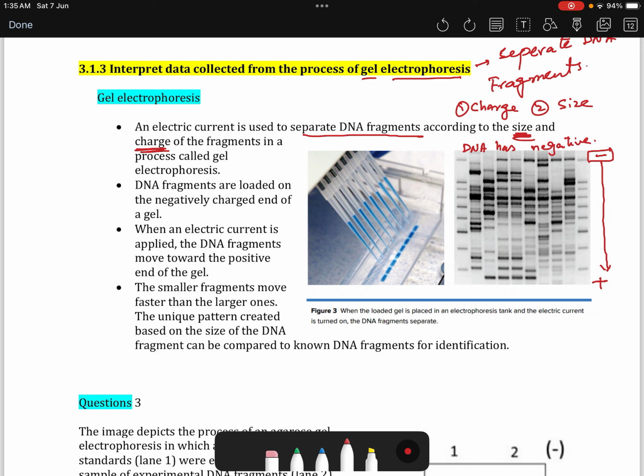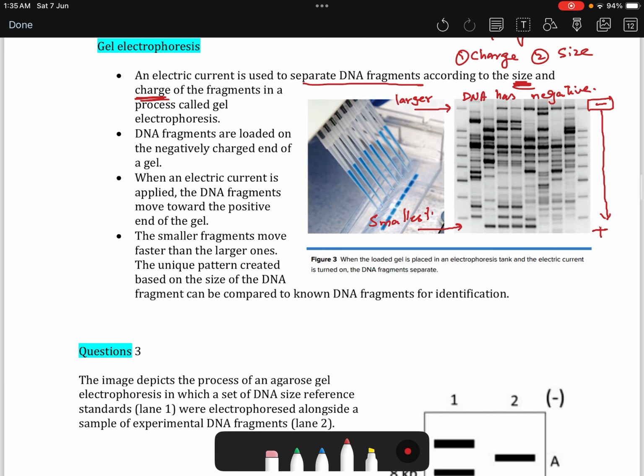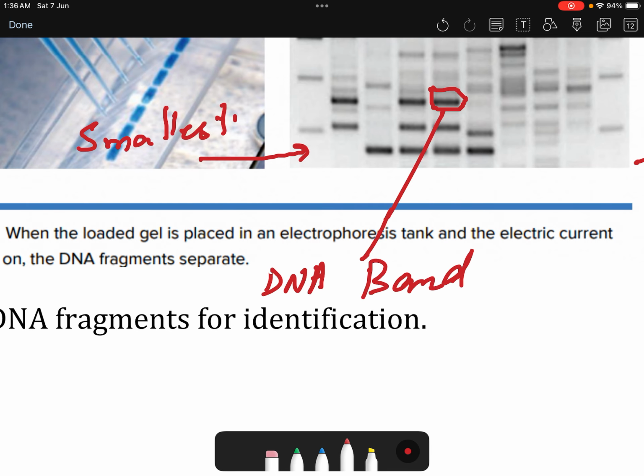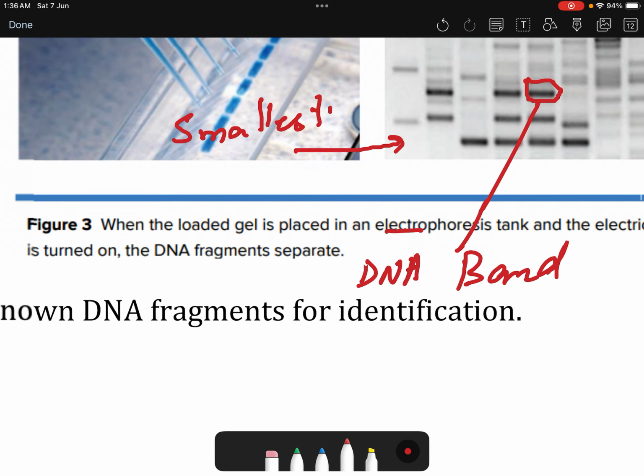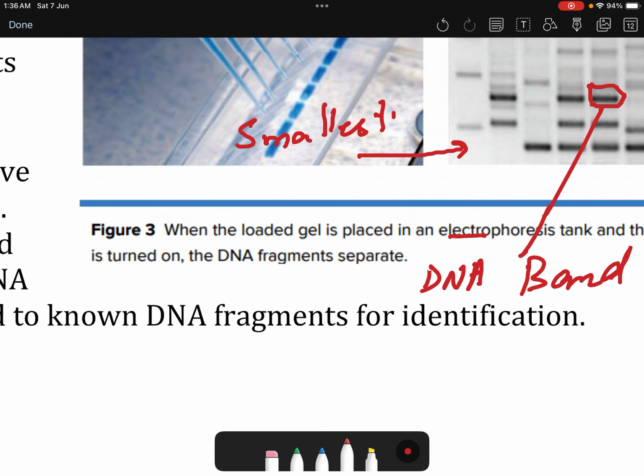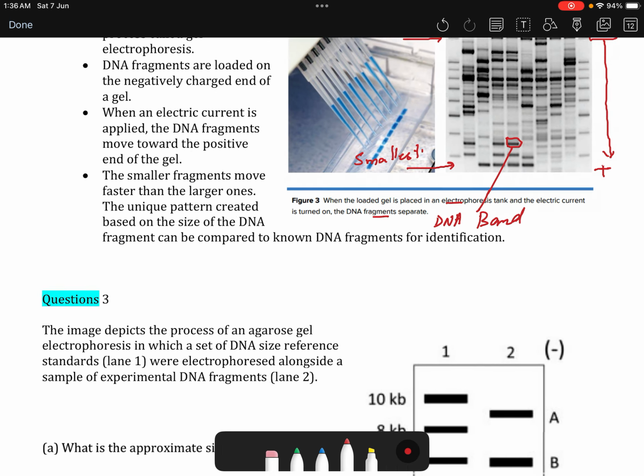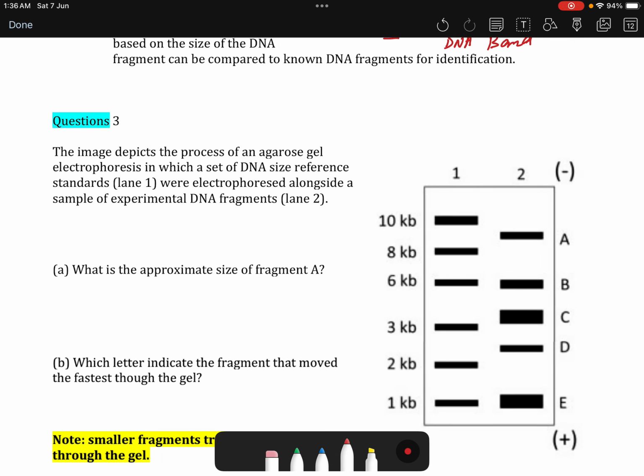One more thing, as you said, based on the size. The one you will have on the top will be larger in size, and the one you will have at the bottom will be the smallest in size. This is based on the electrical current. You can read the remaining. Every single black line is called a band, a DNA band. When the loaded gel is placed in the electrophoresis tank, the electric current is turned on and the DNA fragments separate. How they separate, we learned already: on the basis of size and charge.